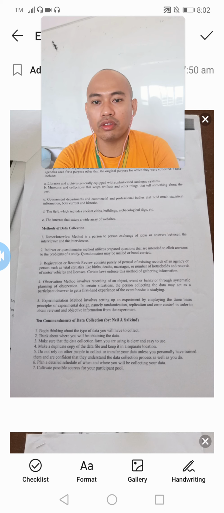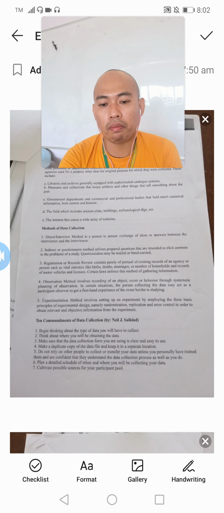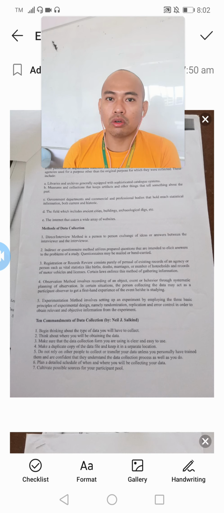Then lastly, we have the experimentation method. It involves setting up an experiment by employing the three basic principles of experimental design, namely randomization, replication, and error control, in order to obtain relevant and objective information from the experiment. So these are the five basic methods that we can utilize in gathering the data needed in our study.